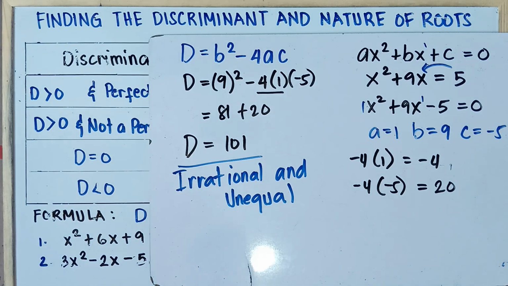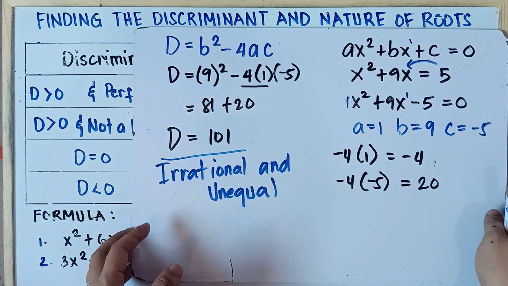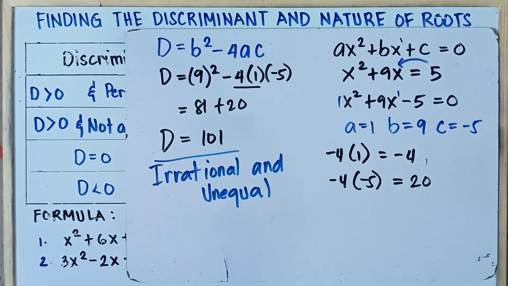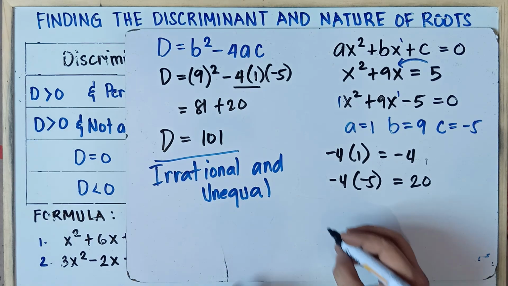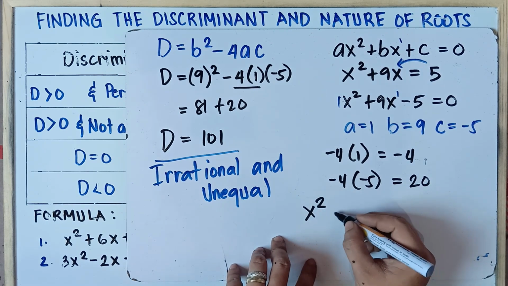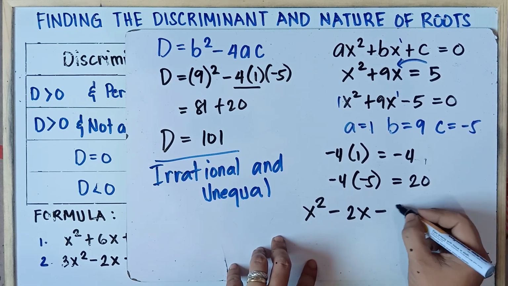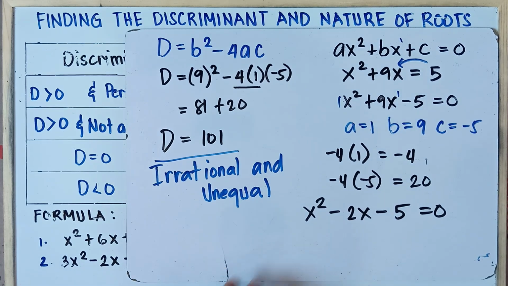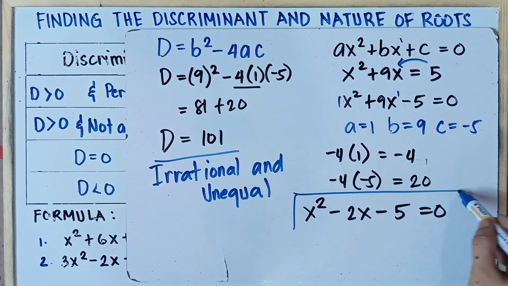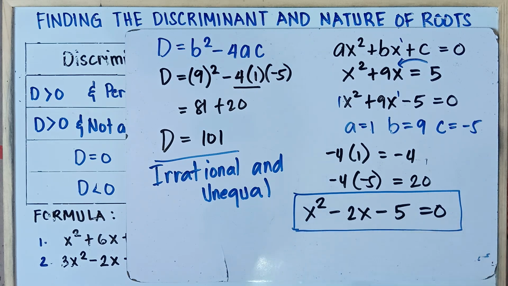Easy, right? Alright, so you try this one, class, and put your answer in the comment section down below. Let me check if you really understand the topic of finding the discriminant and the nature of roots. You try this one: x squared minus 2x minus 5 equals 0. Give me the discriminant and the nature of roots.